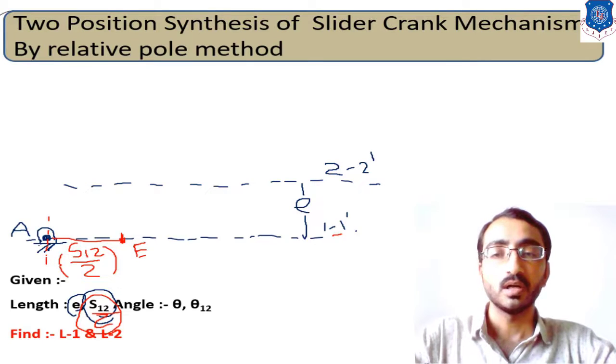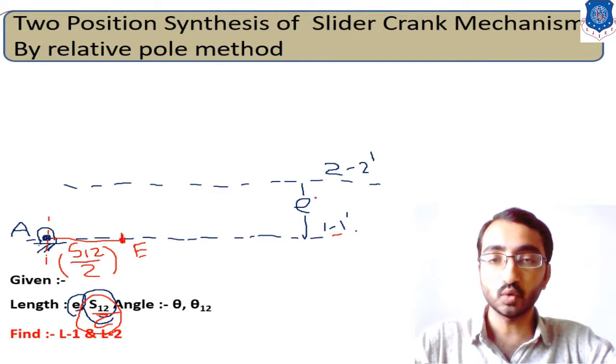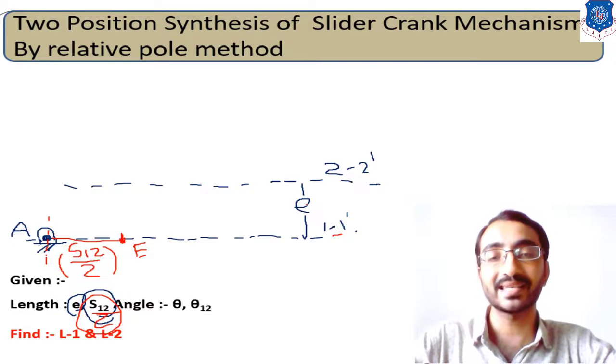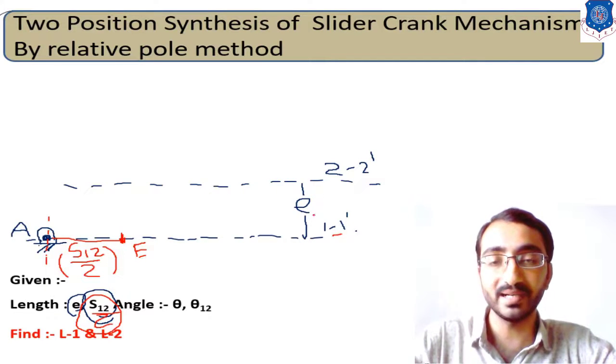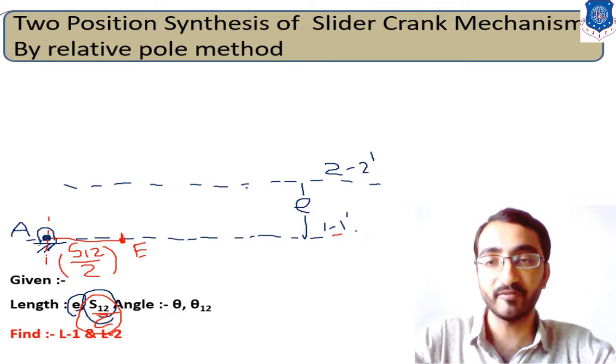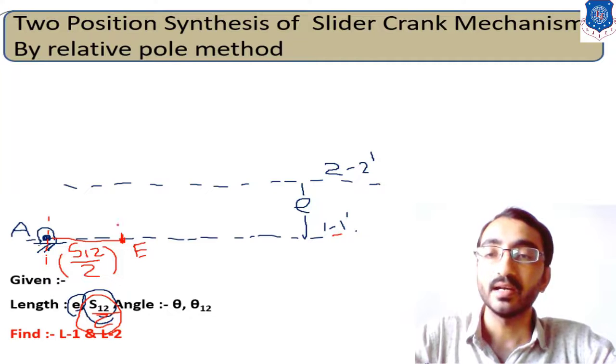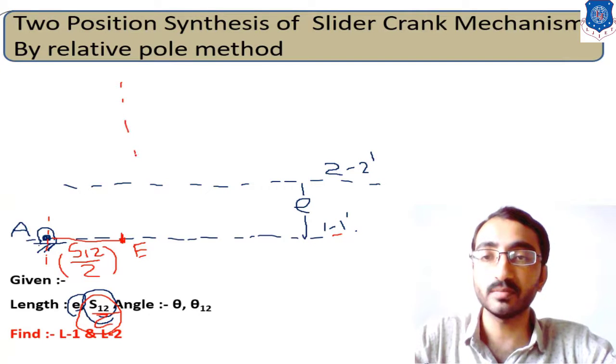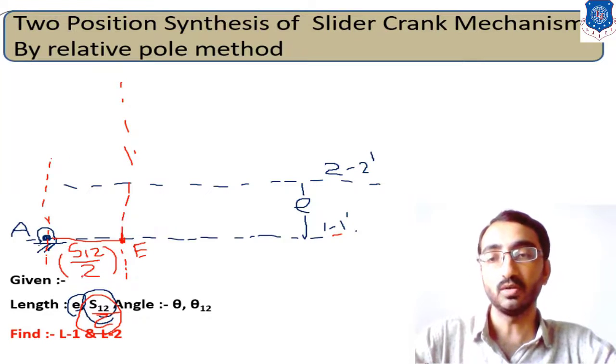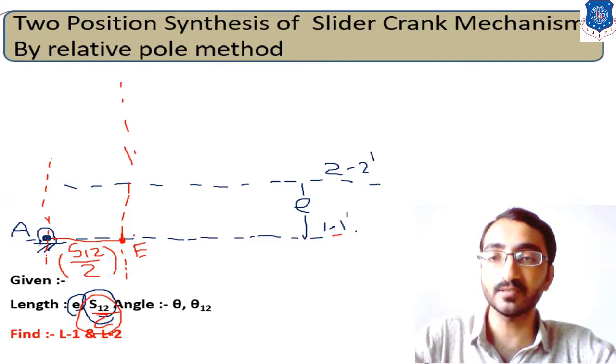So quickly, the first step is to sketch this eccentric line. Let's consider 1 dash and 2 dash as the two reference lines for the crank and the position of the slider. Now S12 by 2, which is the displacement, we take on this 1 dash line. Now draw a vertical line from this E point, and similarly the same type of line from your A point. That is your A line, a vertical line from the A point as well as from the E point.